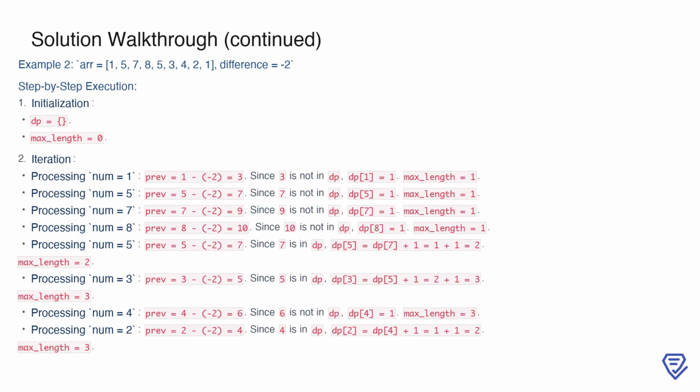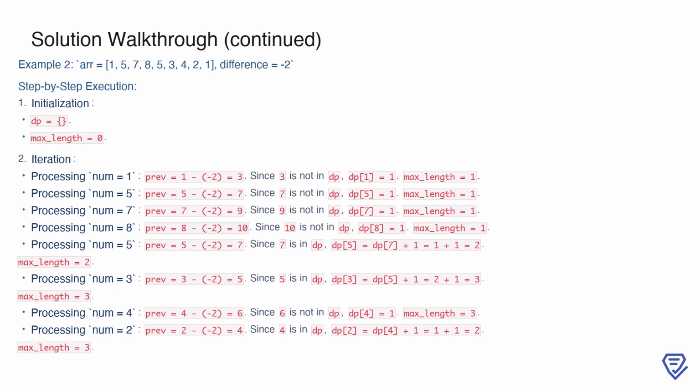When we encounter 5 again, the previous number is 5 minus -2 equals 7, which is in DP. This allows us to extend the subsequence ending at 7 by adding 5, and we set DP[5] to DP[7] plus 1, which is 2. Max_length is updated to 2.